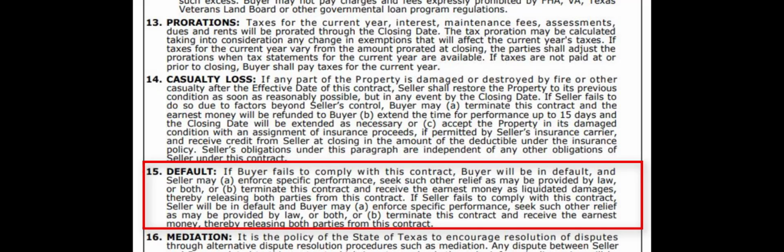Again, if you're venturing into the default paragraph and it's contentious or there's something that's just off about it, it's not flowing smoothly and nobody's really easily willing to give up the earnest money, go ahead and contact your broker and get some guidance from them.